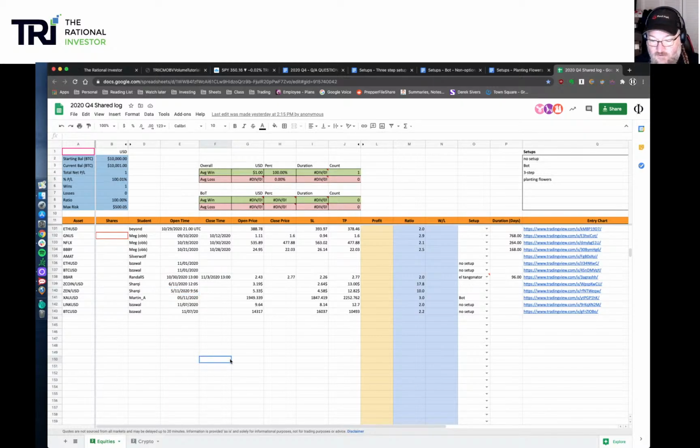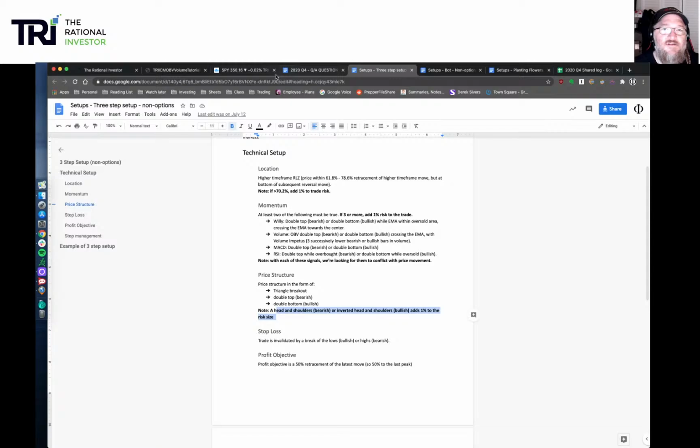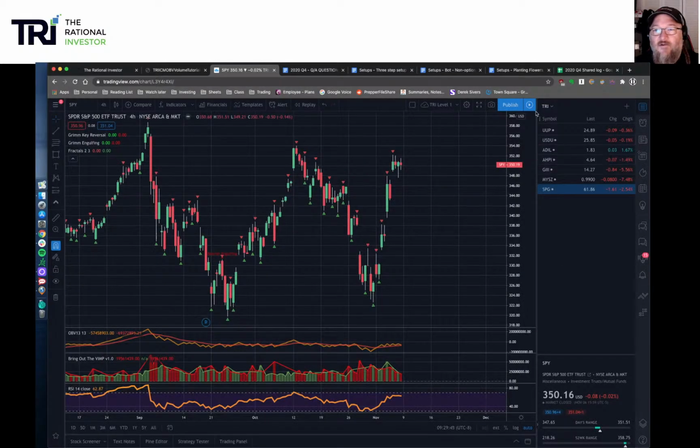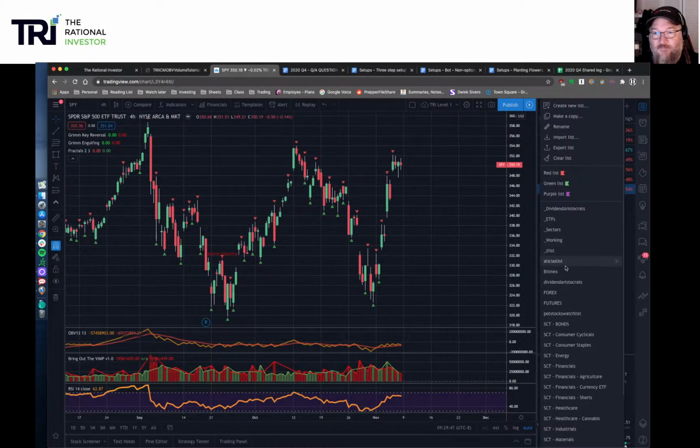All right, so JMO says, I've seen you do a three-step setup on a bot. Can you demonstrate a planting flowers one? Yeah, let me show you what we're looking for. So planting flowers, let's take a look at.